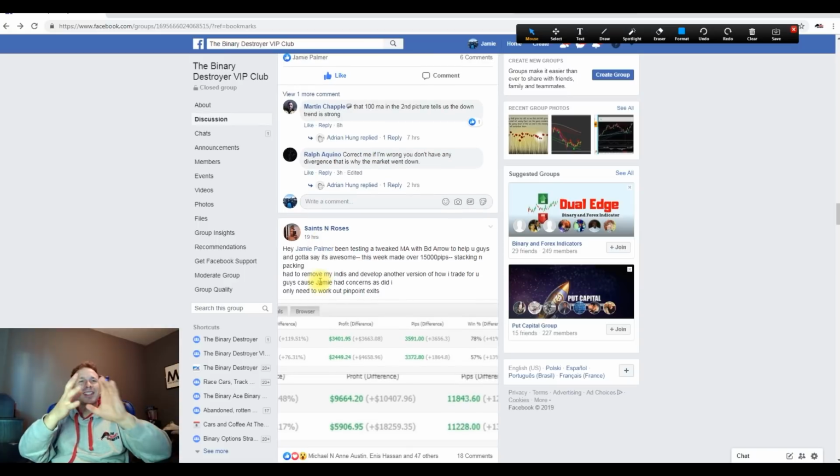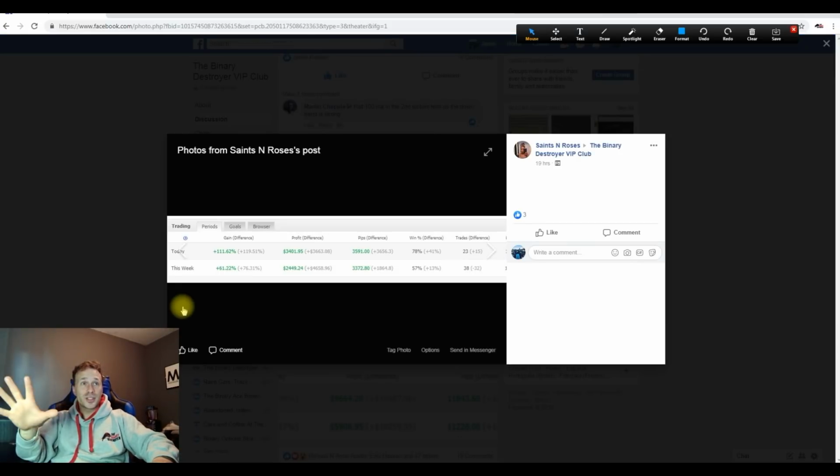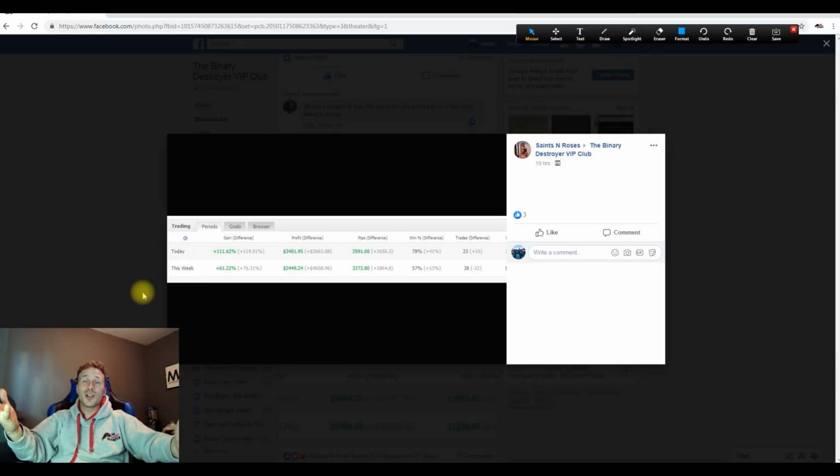This is an awesome result. This female member, and I'm not joking you here, as you can see, it's verified on MyFXBook. She's made 15,000 pips this week. 15,000 pips. I mean, come on. She's obviously stacked her trades, but that is impressive.